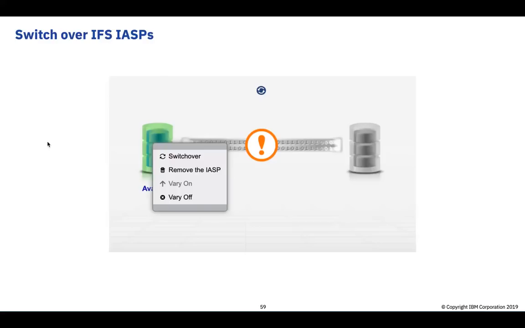So you don't have to go to a PowerHA interface to do that for IFS. You can do it straight here. You can also vary it on and vary it off. So some basic independent ASP management from this GUI.